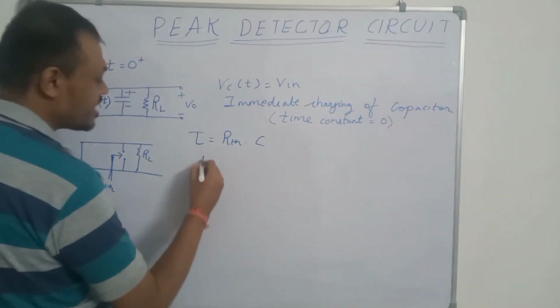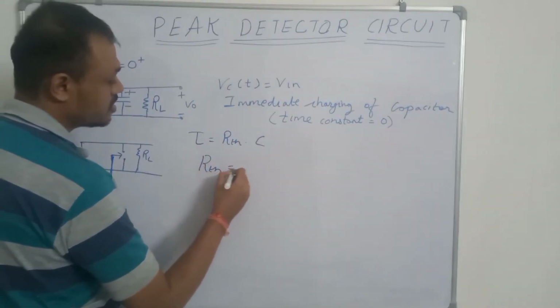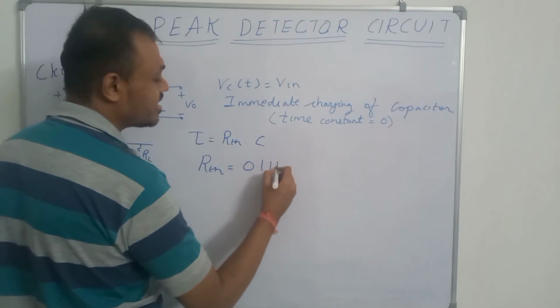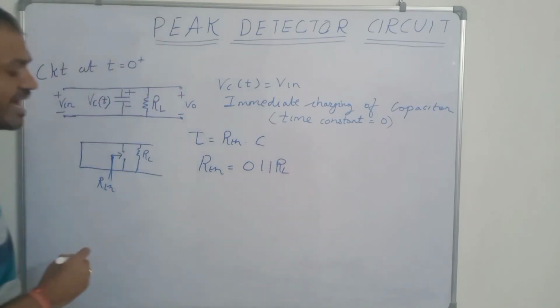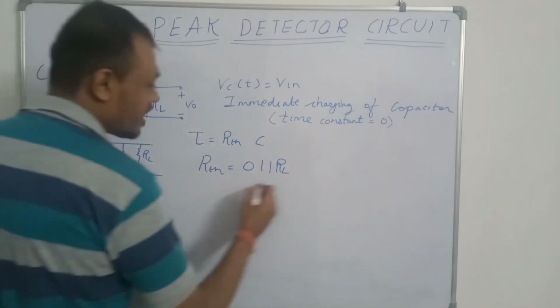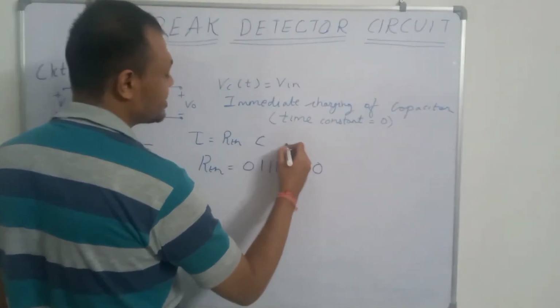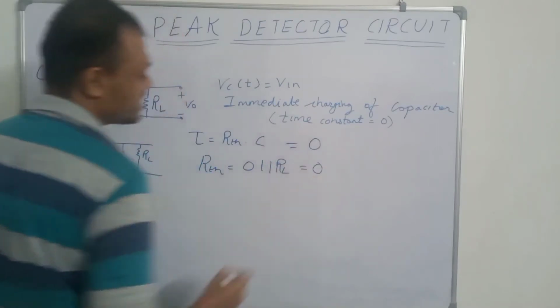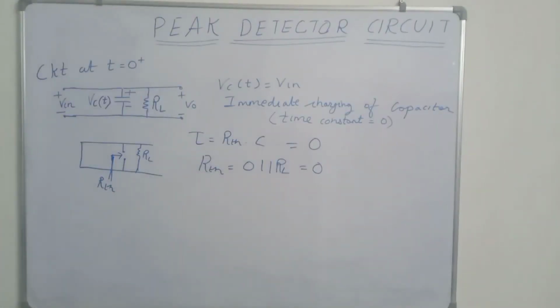So RTh will be equal to 0 in parallel with RL, and we have assumed RL to be infinite. So 0 in parallel with RL, RTh will be equal to 0, hence the time constant will be equal to 0. So the time constant of this circuit is 0, hence the charging of the capacitor is immediate.